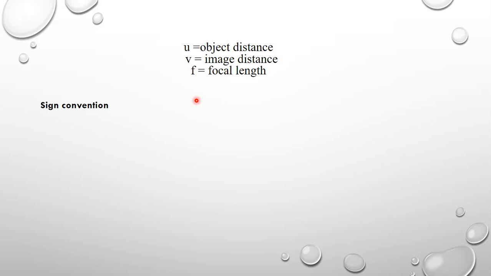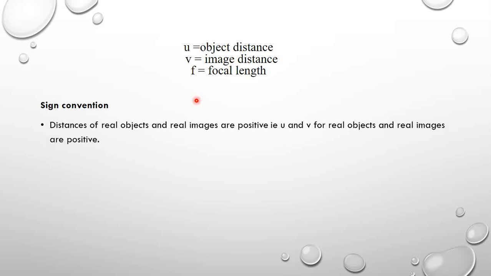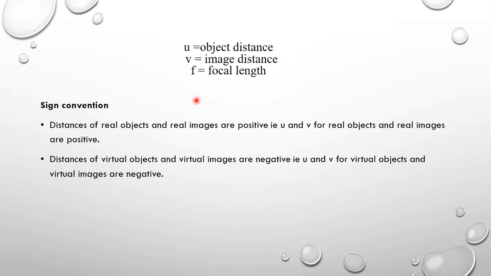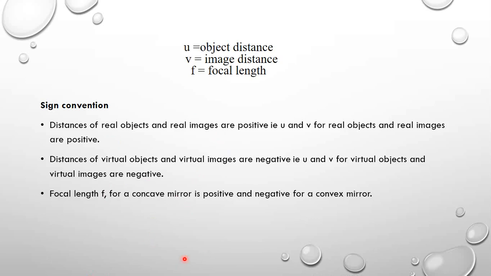The first sign convention we are talking about here is that distances of real objects and real images are positive. That means that u and v are positive for real image and real object. And also the distances for virtual objects and virtual images are negative. That is to say, u and v for virtual objects and virtual images are negative. And also the focal length of a concave mirror is positive, and the focal length of a convex mirror is negative. So those sign conventions are very, very important in the calculations. You need to take note of them.